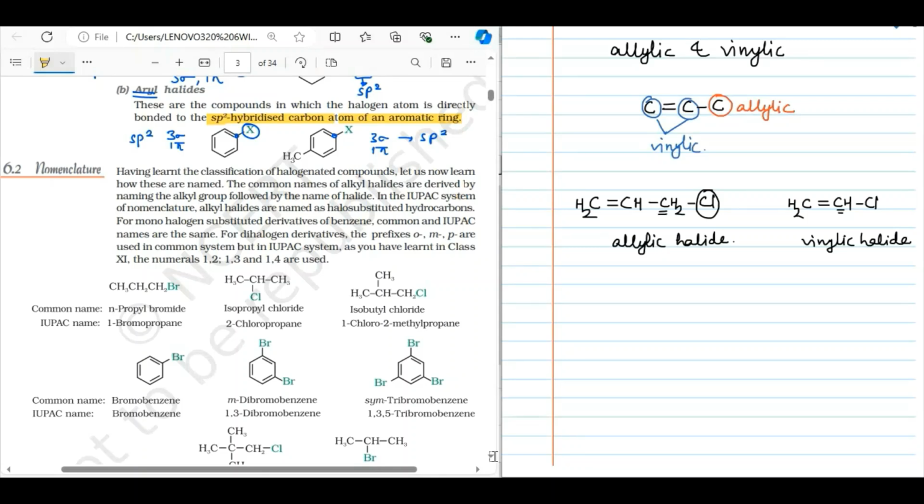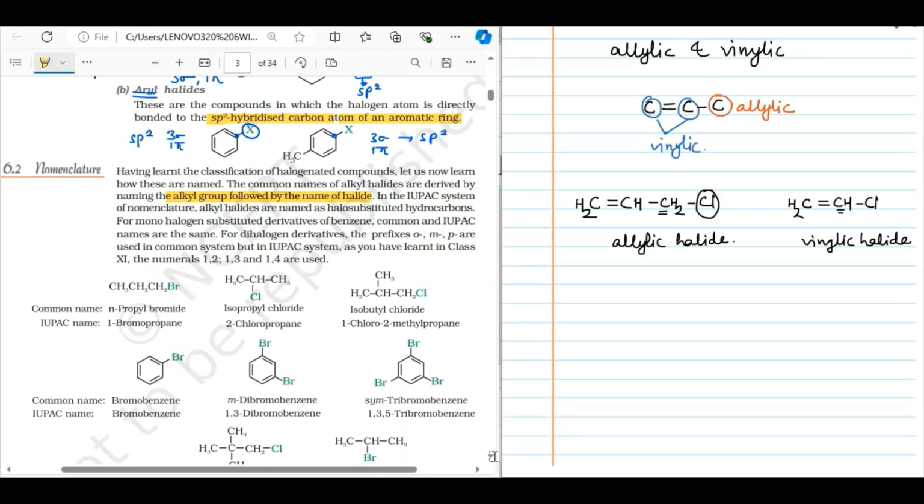When you write the common name, you have to write the alkyl group followed by the name of the halide. But in the IUPAC nomenclature, alkyl halides are named as halo-substituted hydrocarbons. For monohalogen substituted derivatives of benzene, common and IUPAC names are the same.